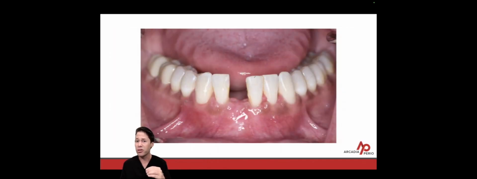Just another view after the sutures are removed at 4 weeks. I'm going to have that patient start resuming normal hygiene at this point, brushing, flossing, everything back to normal. That incision design will heal and it will fill in and epithelialize in those interproximal papilla over the next 5 months.